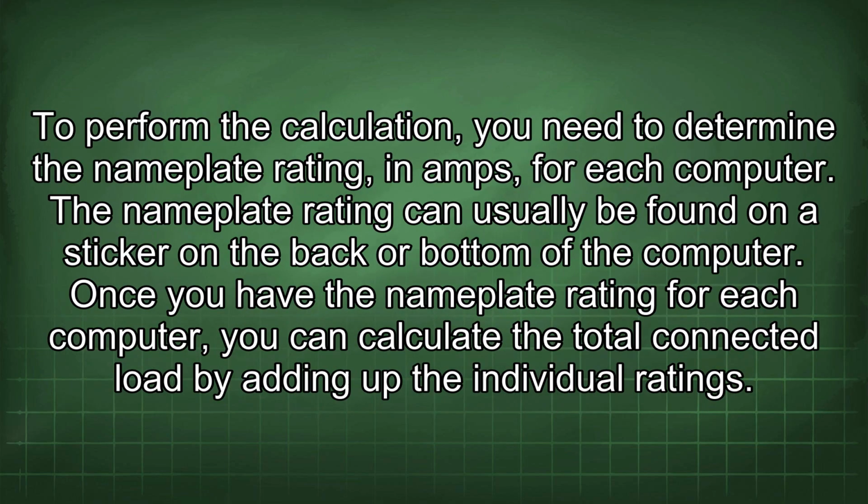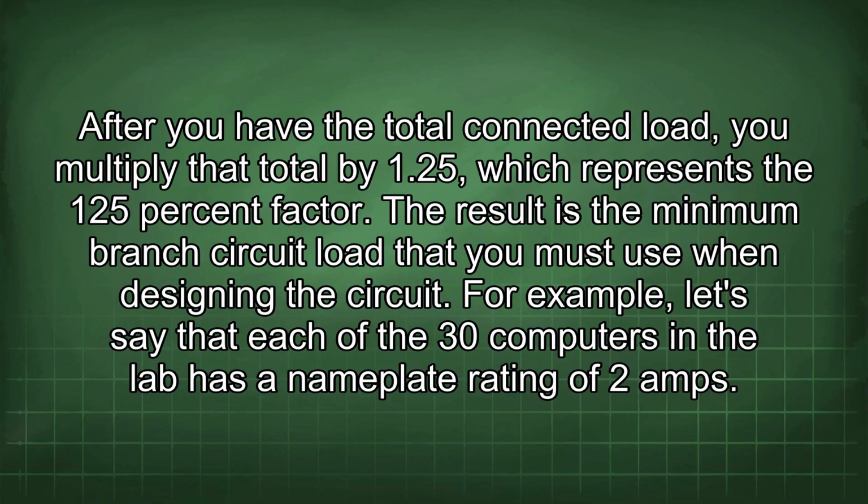To perform the calculation, you need to determine the nameplate rating in amps for each computer. The nameplate rating can usually be found on a sticker on the back or bottom of the computer. Once you have the nameplate rating for each computer, you can calculate the total connected load by adding up the individual ratings. After you have the total connected load, you multiply that total by 1.25, which represents the 125% factor. The result is the minimum branch circuit load that you must use when designing the circuit.